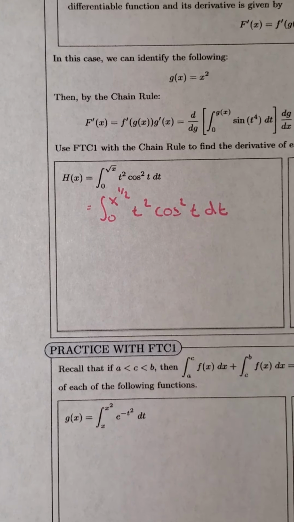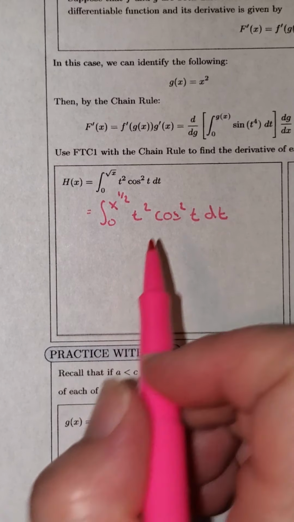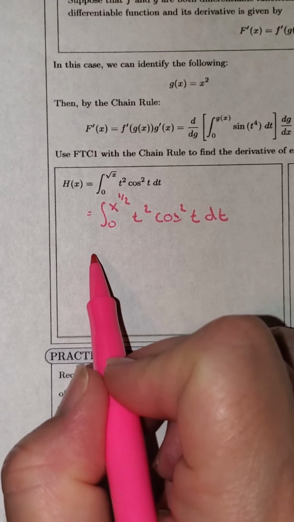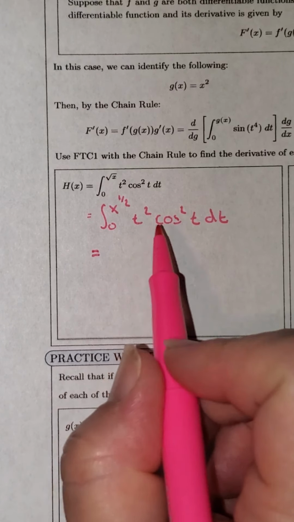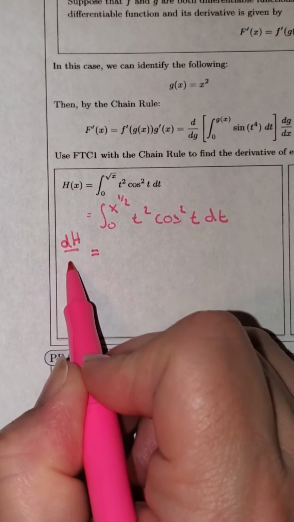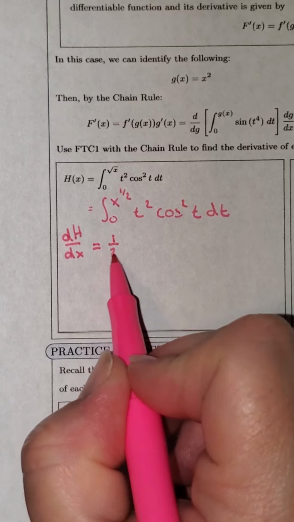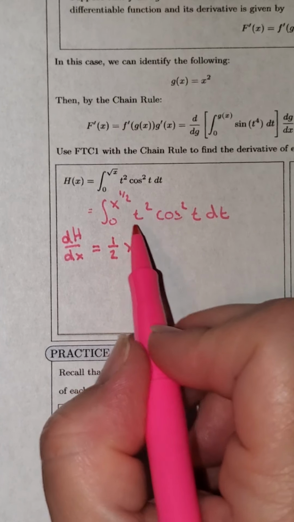Alright, so we're going to do the same thing. We're going to throw in the square root. We just have to also throw in the derivative of x to the 1/2. You could even do that first. So dh over dx equals, derivative of this would be 1/2 x to the negative 1/2.